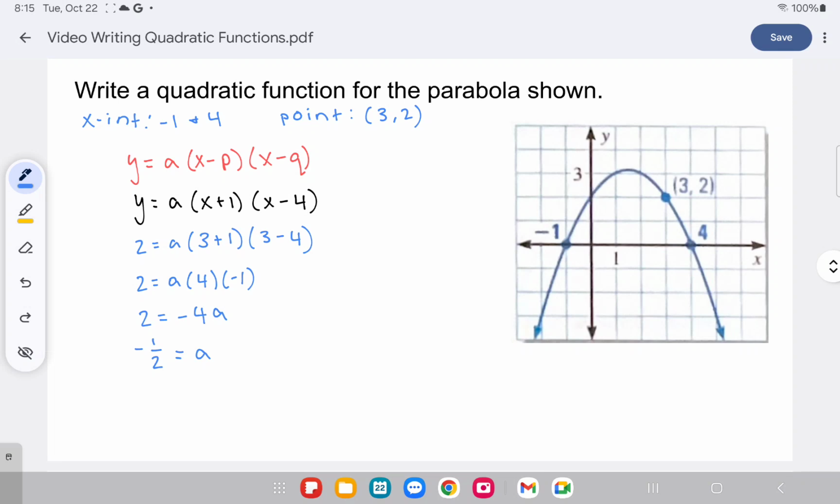Then when I write my final answer, my a is negative 1/2, which makes sense that our a is negative because our parabola is open down. And then my two factors are (x plus 1) and (x minus 4) because my intercepts were negative 1 and positive 4.